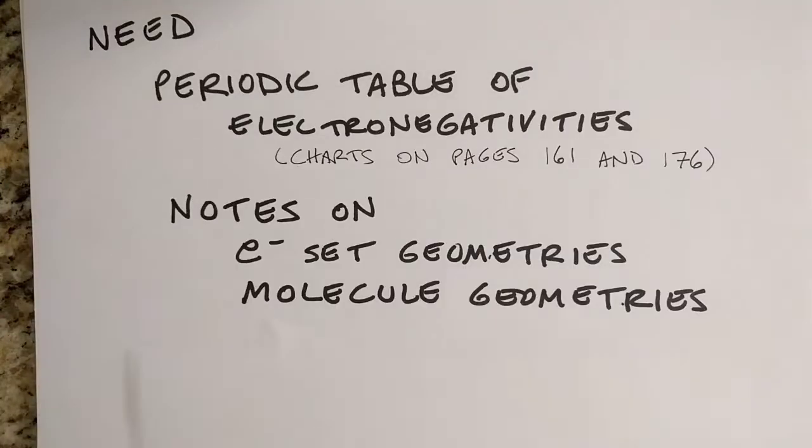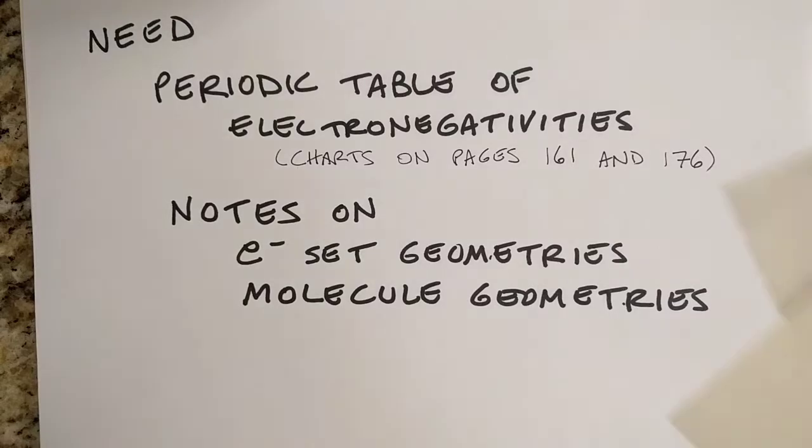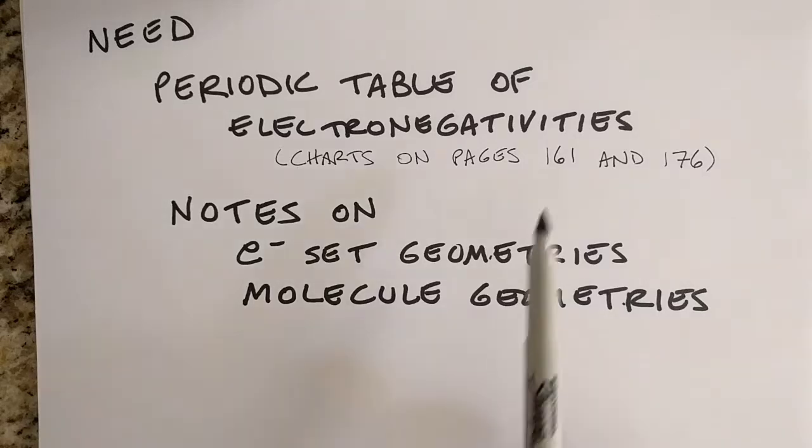So for this lesson, you will need the periodic table of electronegativities. So either a printout or you can refer to the charts on pages 161 and 176. You will also need your notes on electron set geometries and molecule geometries.